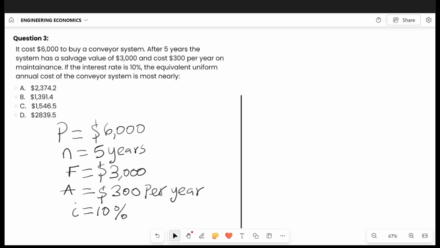Remember, we have present value as $6,000. Now, we are going to convert this present value to annual cost. We are going to do the same thing for the future value, that's the salvage value of $3,000. We are going to convert that to annual cost. Now, you can see that we are already given the maintenance cost, which is $300 per year. We don't need to convert that because it's already an annual cost.